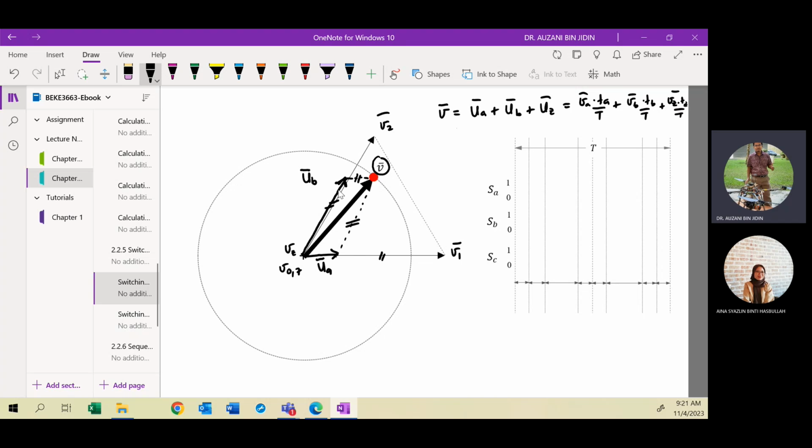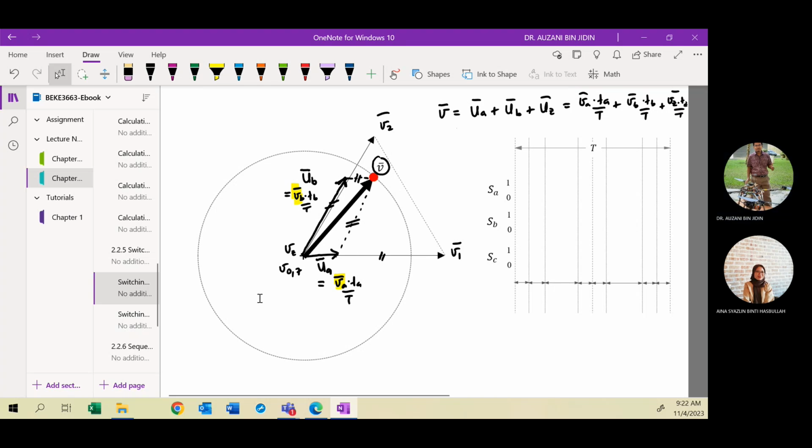So in this case you can notice the length of UB vector is larger than UA. Nampak? You can sketch properly. So remember your UB is VB TB per T, right? And UA is VA TA per T. So where this term VB and VA, the magnitude value are apa? Same. VA and VB, the magnitude value are the same, where the value is 2/3 VDC.